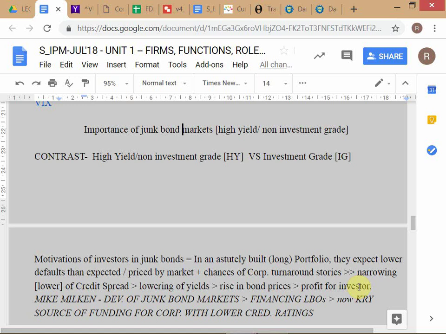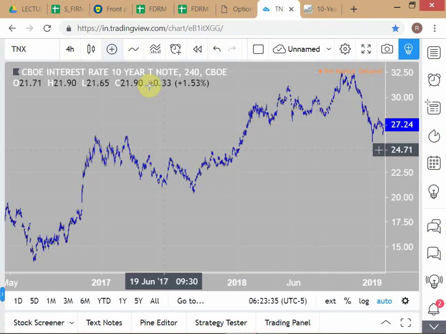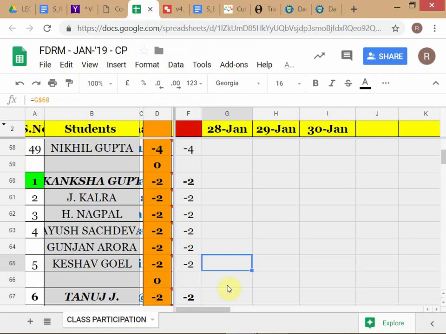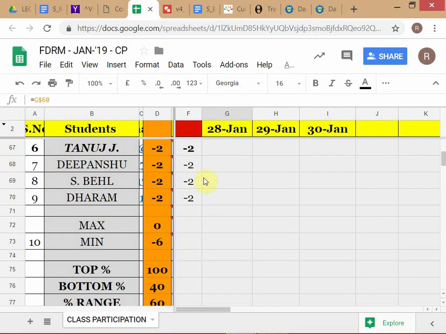Tanuj will also lose some points because you were. So Tanuj will go to -4.